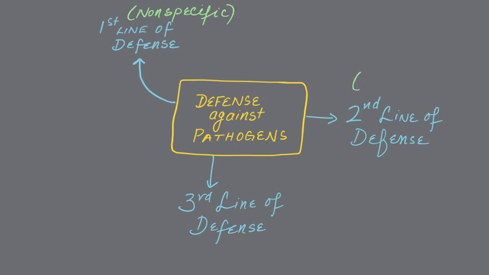So the first line of defense is non-specific. This means that it protects the body against all pathogens. The same goes for the second line of defense, whereas the third line of defense is highly specific. For example, antibodies produced against the COVID-19 virus would be an example of the third line of defense.